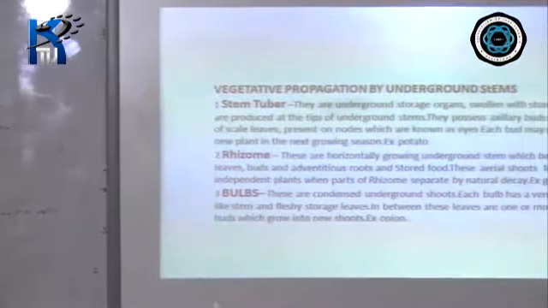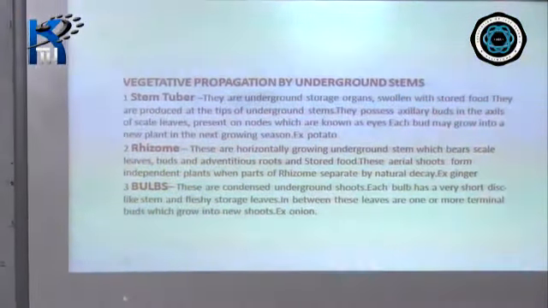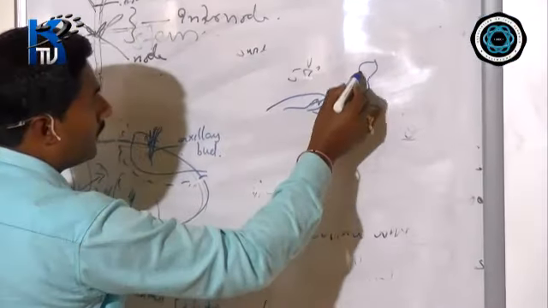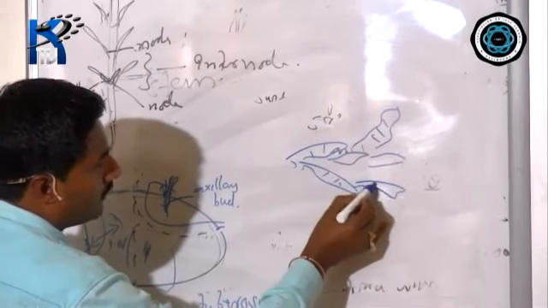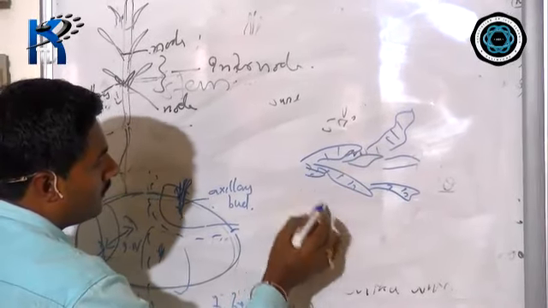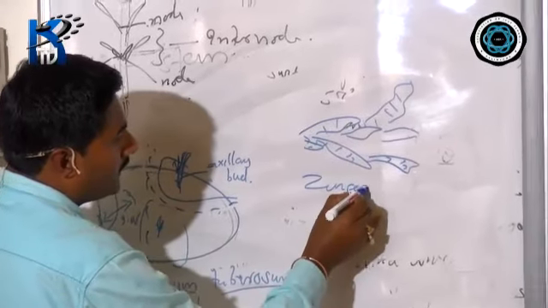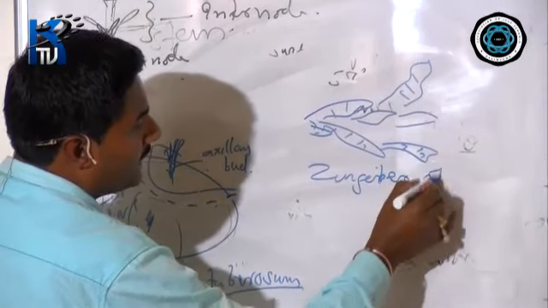Another one is rhizome. So any swollen horizontal part, okay, like this. Okay, Zingiber officinale.